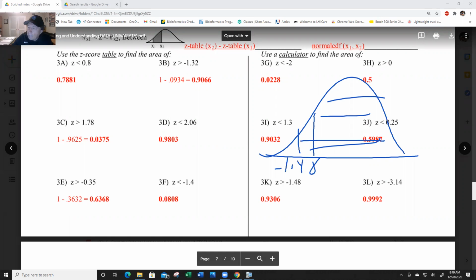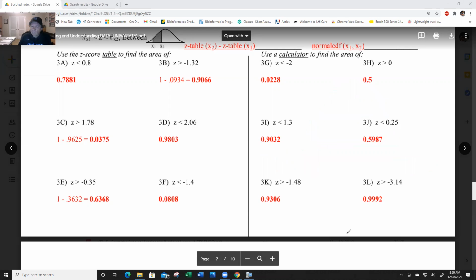So I need positive infinity now here, okay? So my lower bound is negative 1.48, and my upper bound is infinity, which I'm going to do positive 100. I'm getting the area above it, so the 100 is going to go into a different spot there. All right, here we go.